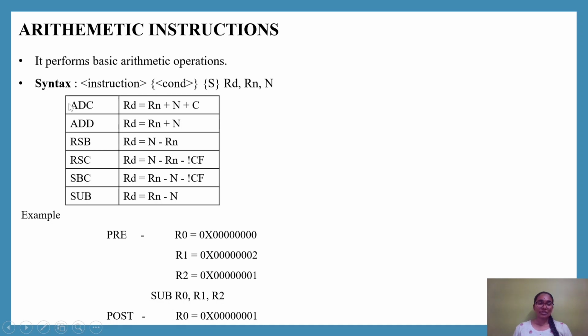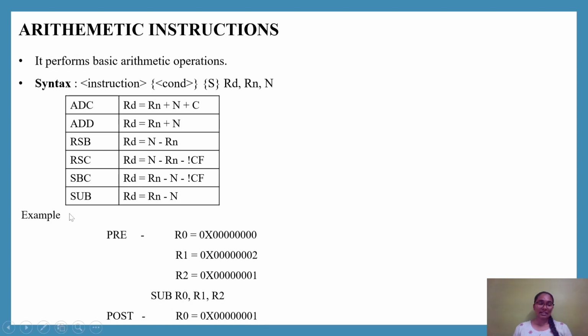The instructions that are available in arithmetic operations are ADC, that is addition with carry, ADD is addition, RSB is reverse subtraction, RSC is reverse subtraction with carry, SBC is subtraction with carry, and SUB is subtraction.